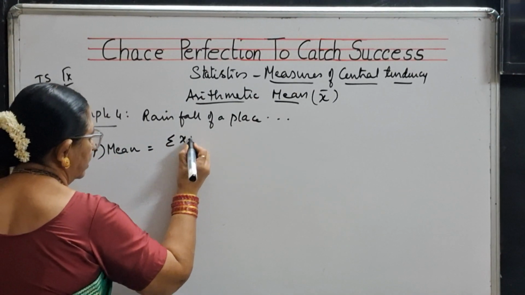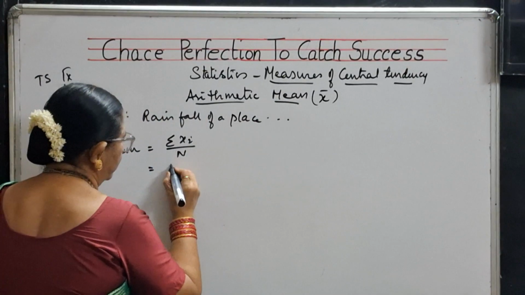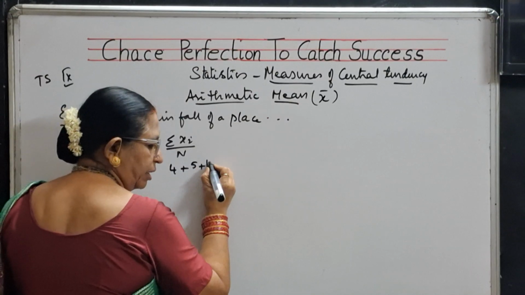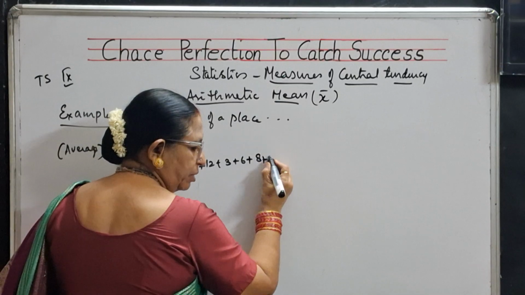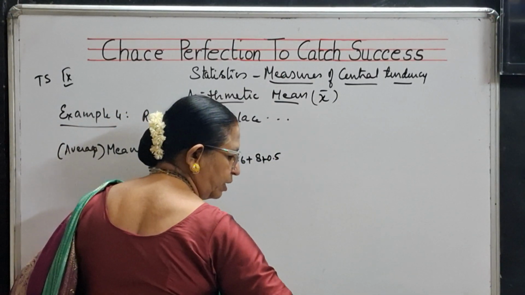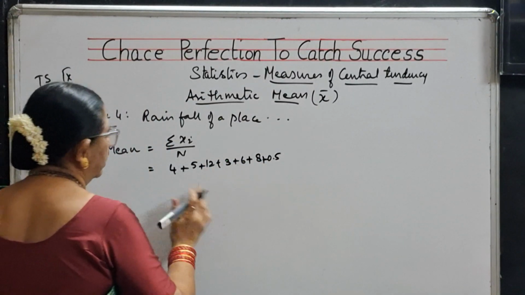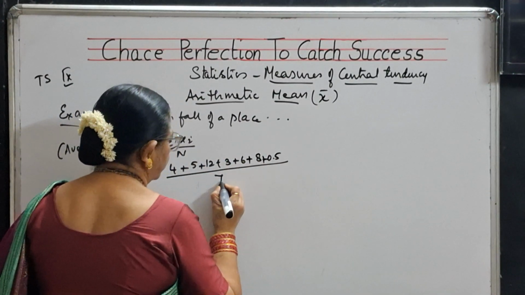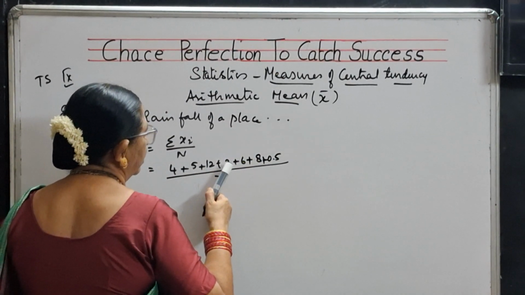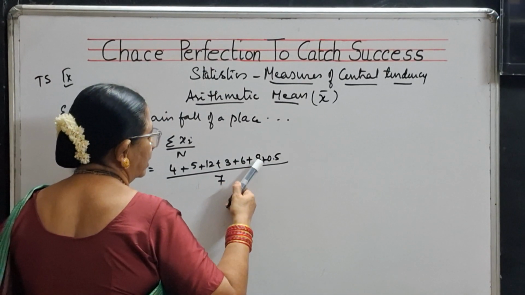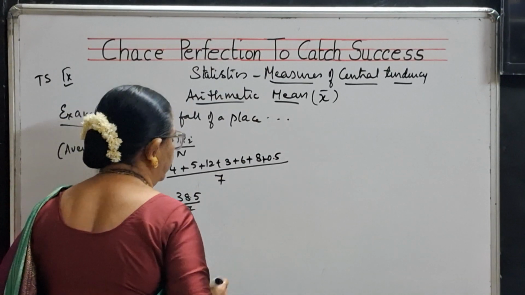Mean is equal to sigma xi by n, I said. So what is sigma xi? What are the values that they have given? 4 plus 5 plus 12 plus 3 plus 6 plus 8 plus 0.5. This is 1, 2, 3, 4, 5, 6, 7 are there. I have written all the numbers divided by 7. So let us add it. This is 9, 19, 21, 24, 30, 38.5. You are getting its value as 38.5 by 7.